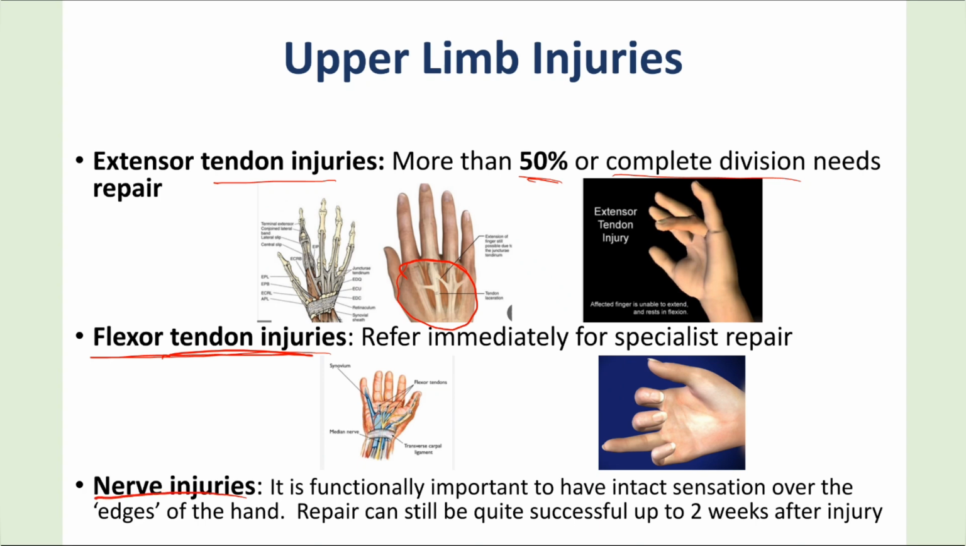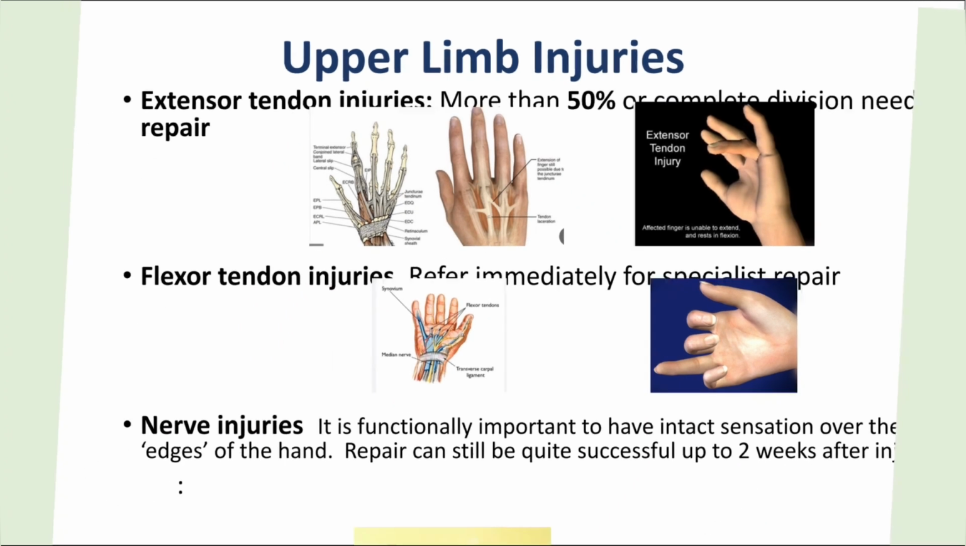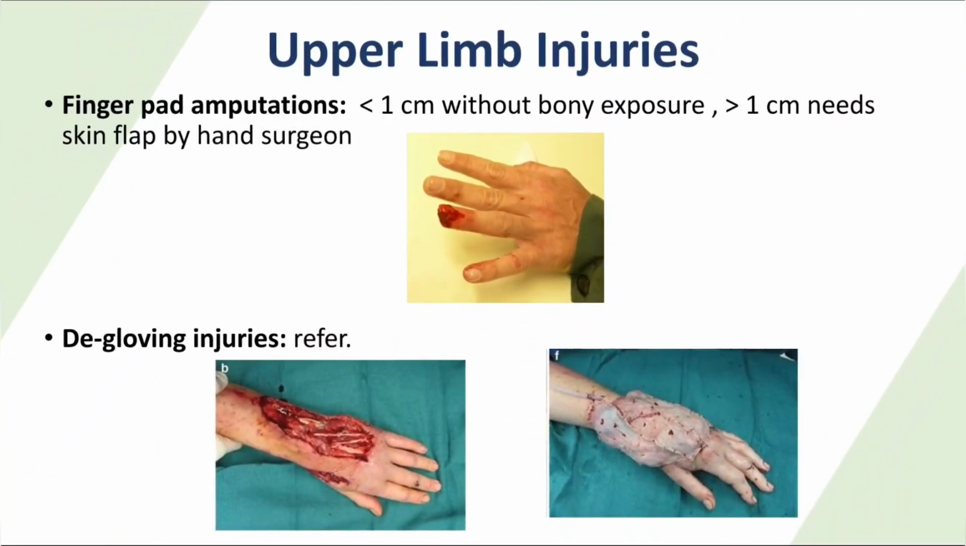For the nerve injuries, even if it is delayed for up to 2 weeks, it can still be quite successfully repaired. But if you suspect, you have to send the patient early. Fat pad amputations: if a finger pad is amputated and it is less than 1 centimeter cubic and without bony prominence, then you can just suture it. But if it is more than 1 centimeter, it needs a skin flap by a hand surgeon.